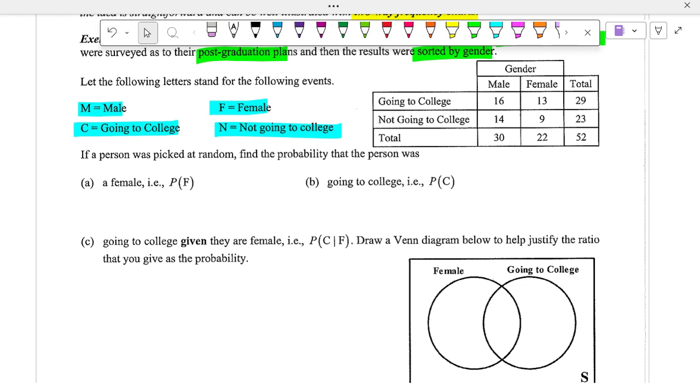So there's no conditional yet, it's just a simple probability. All right, let's go, Reagan. What's the probability of them being female? 22 out of 52. So if I simplify that fraction, what would it be? It would be 11 out of 26. All right, did anyone happen to take it as a percentage? It's about 42%.